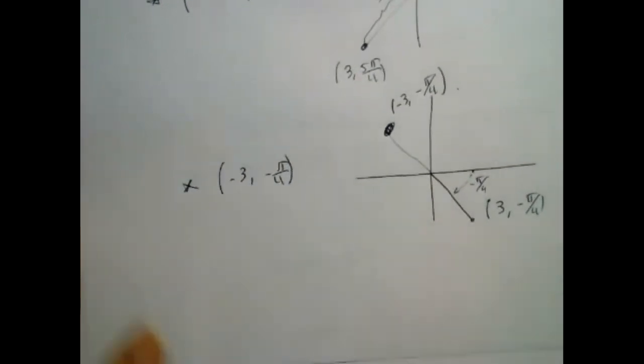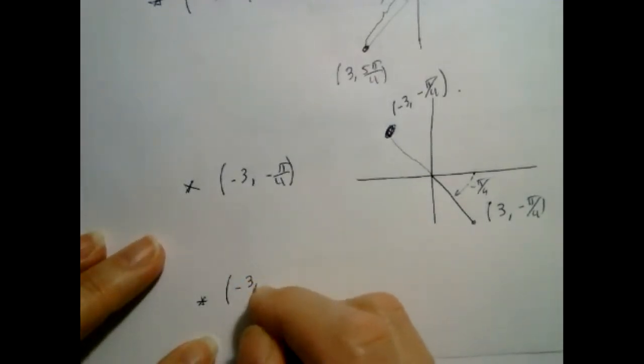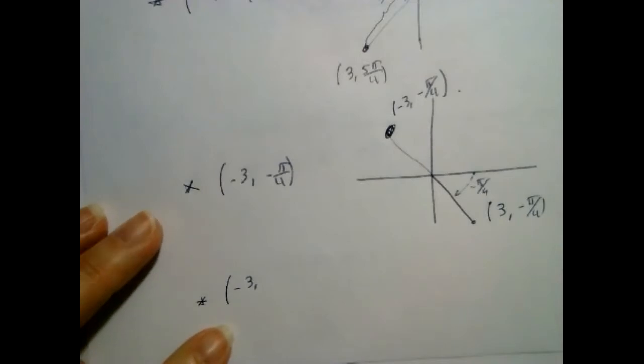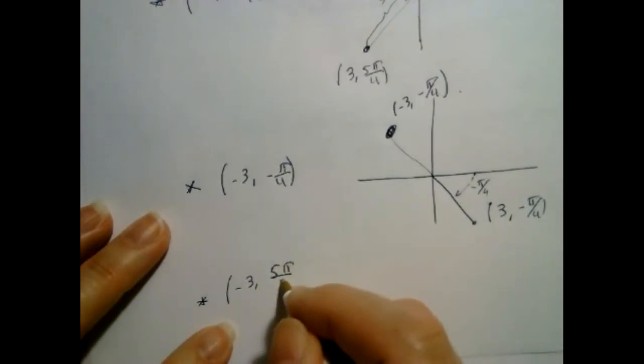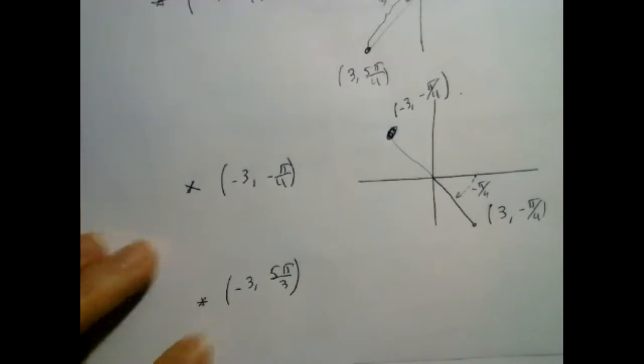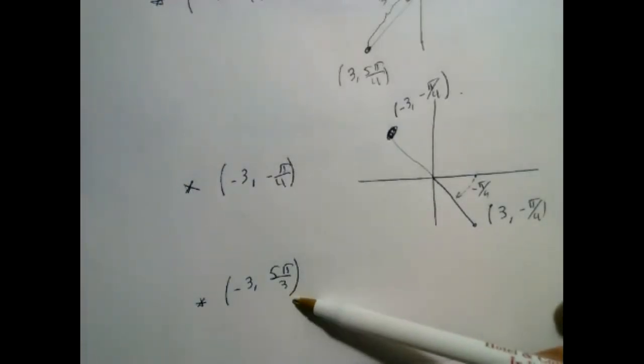So let me give you one more. We're not going to draw it. I'm just going to ask you which quadrant you think it is going to be. Suppose I give you minus 3, it doesn't really matter, and I don't know, 5 pi over 3. Okay. All right. In which quadrant would this point be?